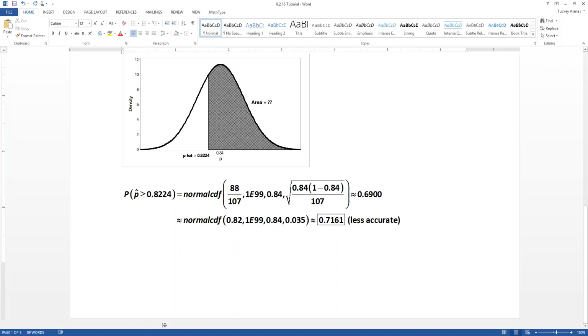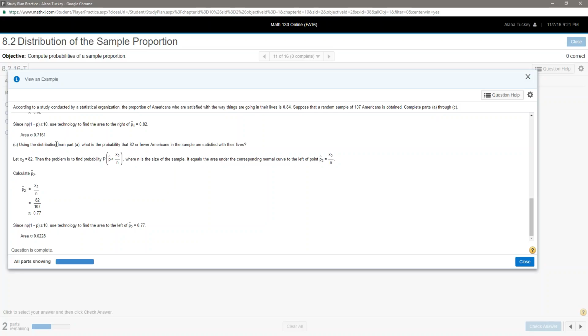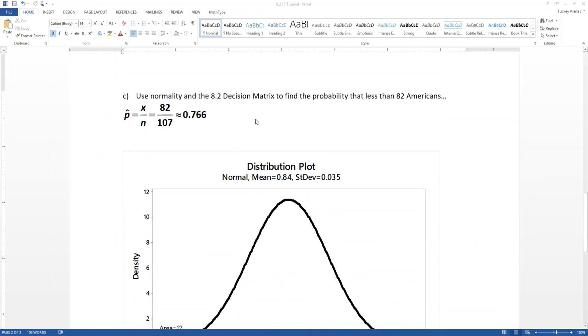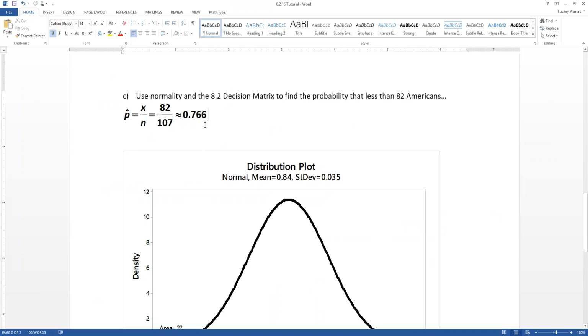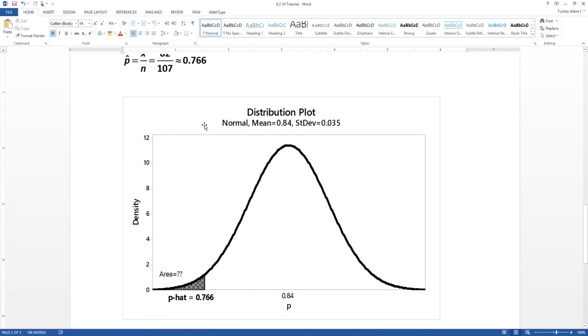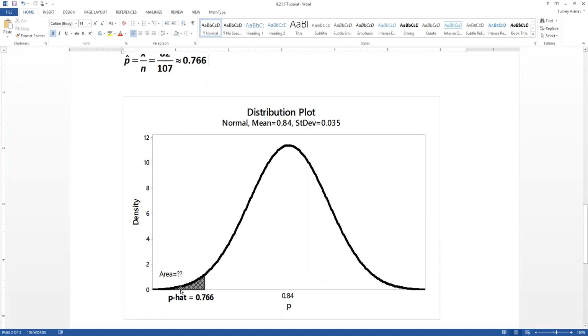All right, part C wants to know the probability that, using the distribution for part A, 82 or fewer. So that's going to be on the left side. So I'm going to have to convert 82 to a p hat. Let me go draw that graph one sec. All right, so for part C, they wanted less than 82. So you have to go back to the formula for p hat, which is in the decision matrix. It's x over n. So you take 82 divided by 107, you get about 0.766, right? And then you want to be less than that.